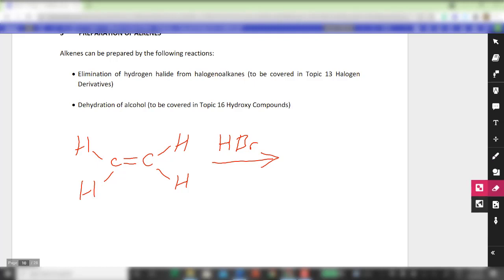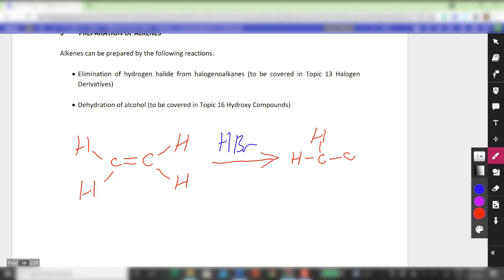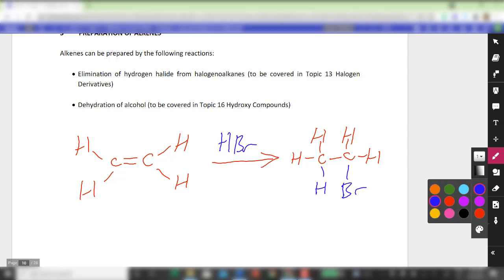Perhaps I'll represent the HBr with a different color. So if I add HBr, I'm going to end up with this particular compound, which is what we call a bromoalkane. So there's a H here and there's a Br here. So this is the forward direction when you subject ethene to gaseous HBr.